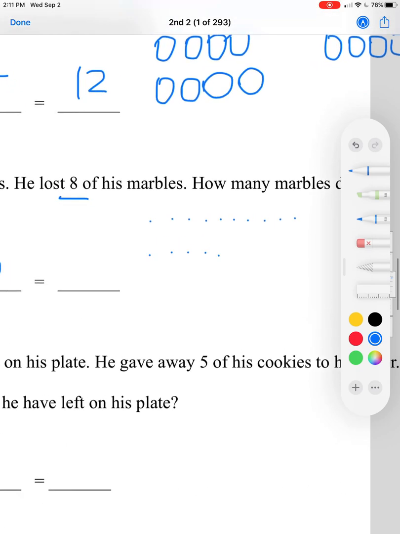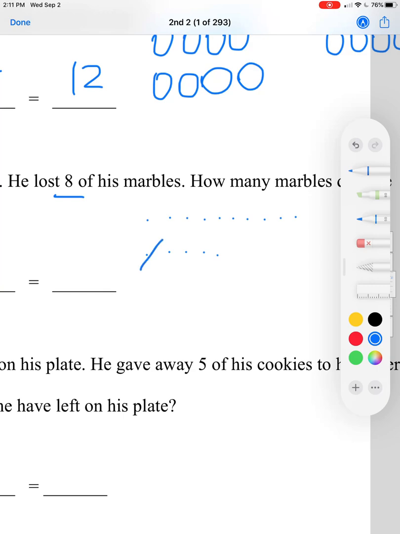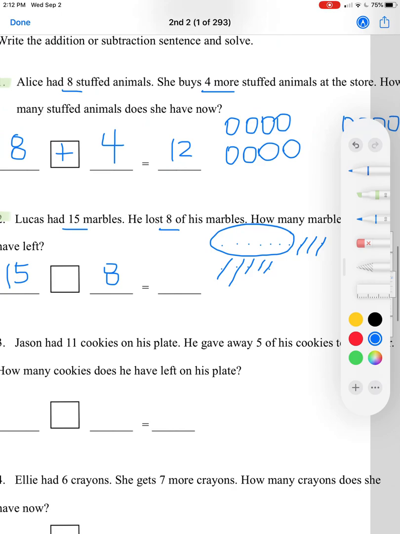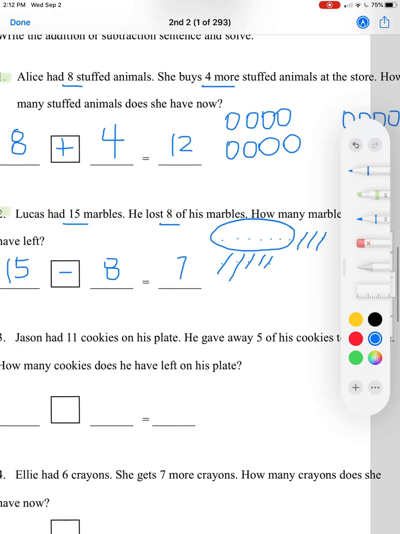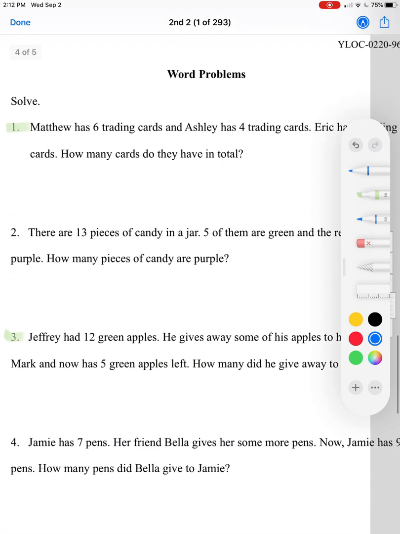This is 15. Now he loses 8, so we're going to take away 8 of his marbles because he doesn't have them anymore. So he has this amount left. If you count it up, 1, 2, 3, 4, 5, 6, 7. He has 7 left. Now since we crossed out the dots instead of adding and counting more dots, we know that we're going to subtract since he lost the marbles.